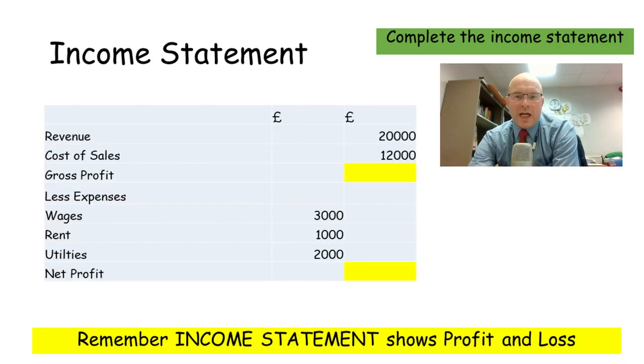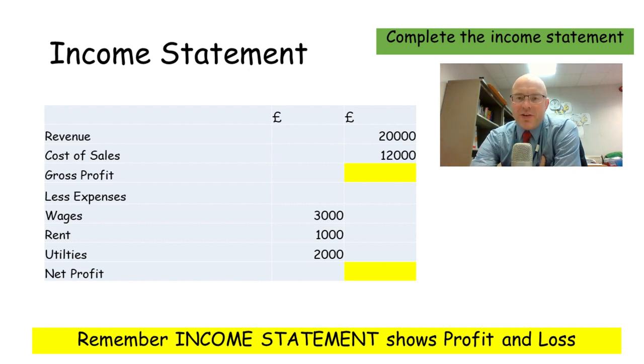Okay, on the income statement, you need to work out the gross profit and the net profit. Now remember, you need to know the formulas for this, so you need to remember that gross profit is revenue minus cost of sales. And you need to remember that net profit is calculated by doing your gross profit minus your expenditure. So using those formulas, you should have done £20,000 minus the £12,000, which would have given you £8,000 for your gross profit.